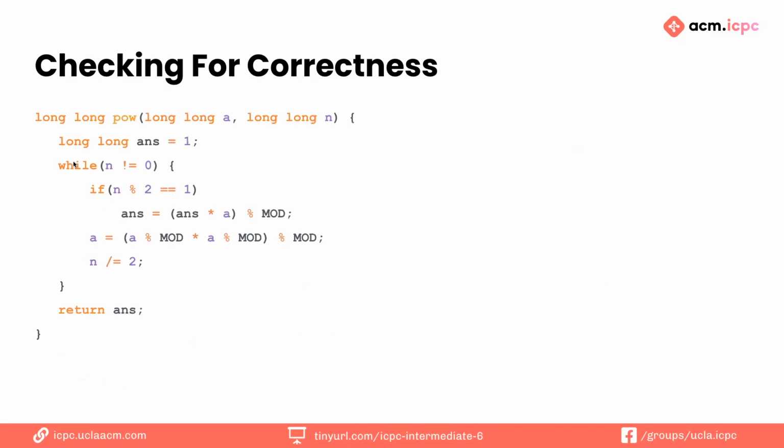And then here's the code of the fast exponentiation function. It is almost the same as the previous code, except we add modulo arithmetic here. Does anyone have any question? Okay.